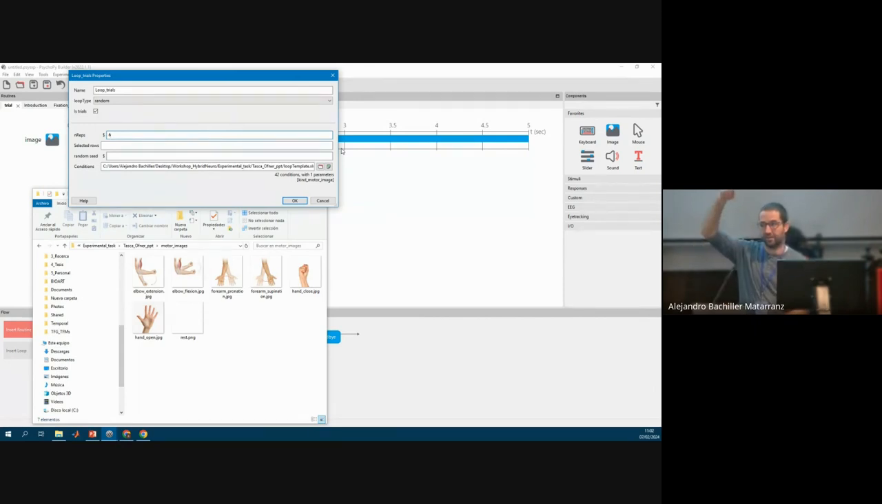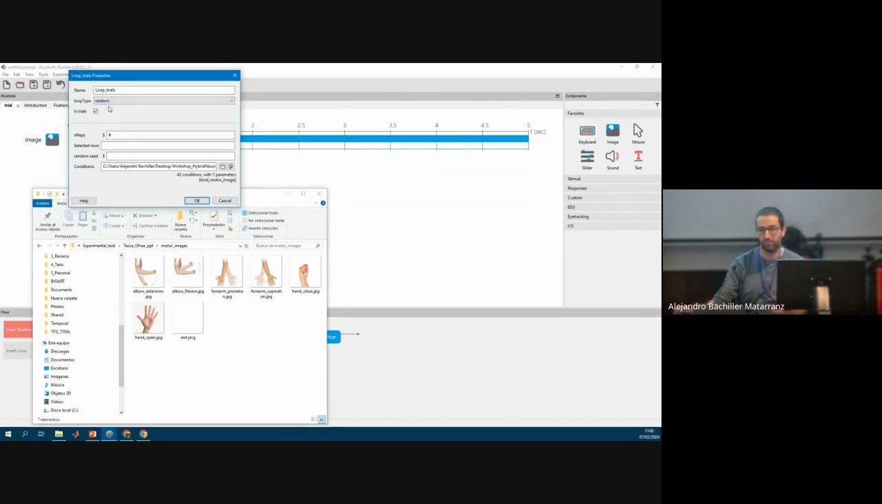If I present the 42 images here, the number of repetitions will be only 1. And what's the access of this list of images here? We can select sequential or staircase, or random. So if we indicate random, it selects one random between them.